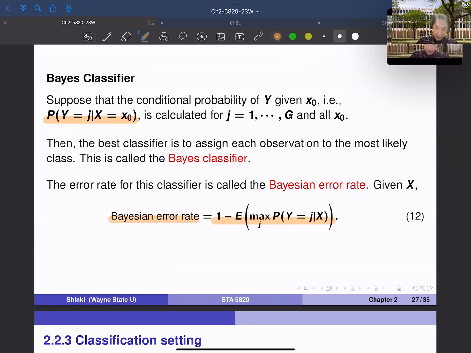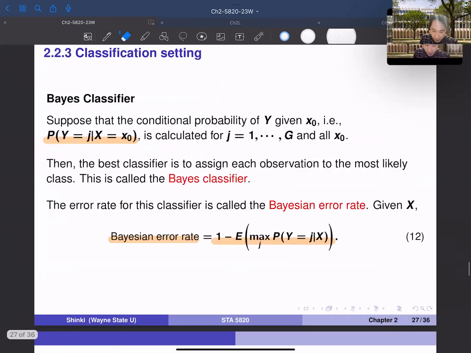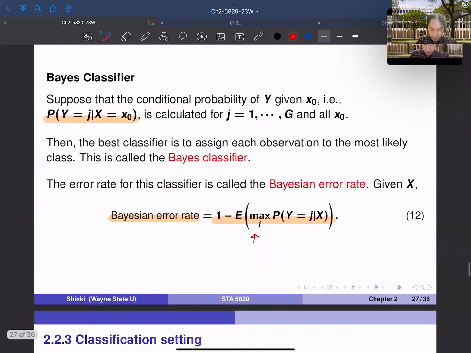So if we have 70%, 20% and 10%, and we choose this category as our predicted value, we make 30% error. We have a 20% probability that the truth is an adult female, but we regard that person as a child, and 10% error for adult male. So 30% error. Mathematically, this becomes this: 1 minus the probability that we assign the correct class. So 1 minus 0.7 is 0.3.